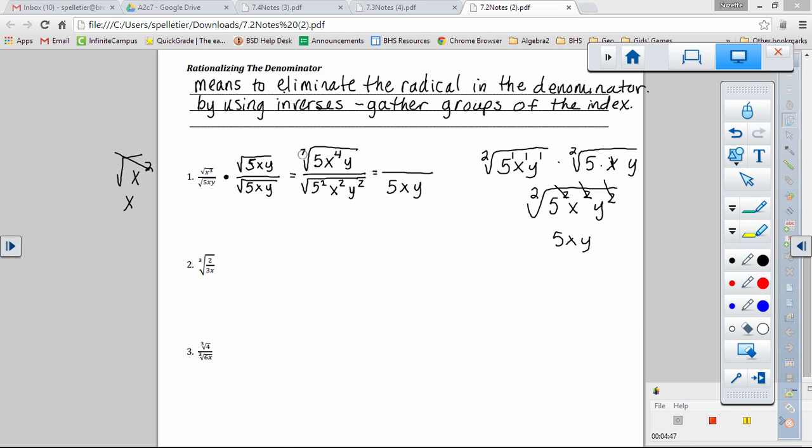But remember, you can use that division rule. 4 divided by 2 is 2, so that's going to come out. And I'm left under my radical with the 5 and the y.